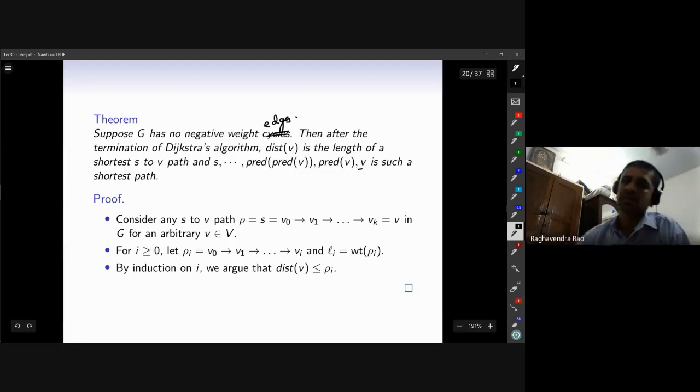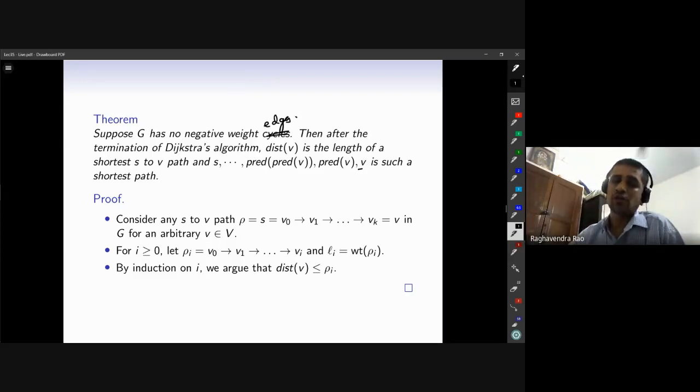ending at S is such a shortest path. Okay, so we will argue that distance is the actual value of the shortest S to V path. And then it will also follow that the path represented by the predecessor relation is also such a shortest path.